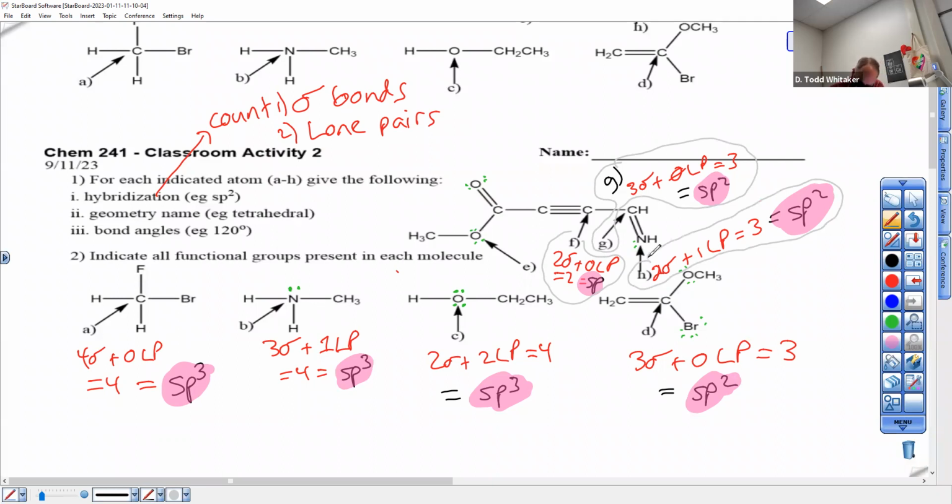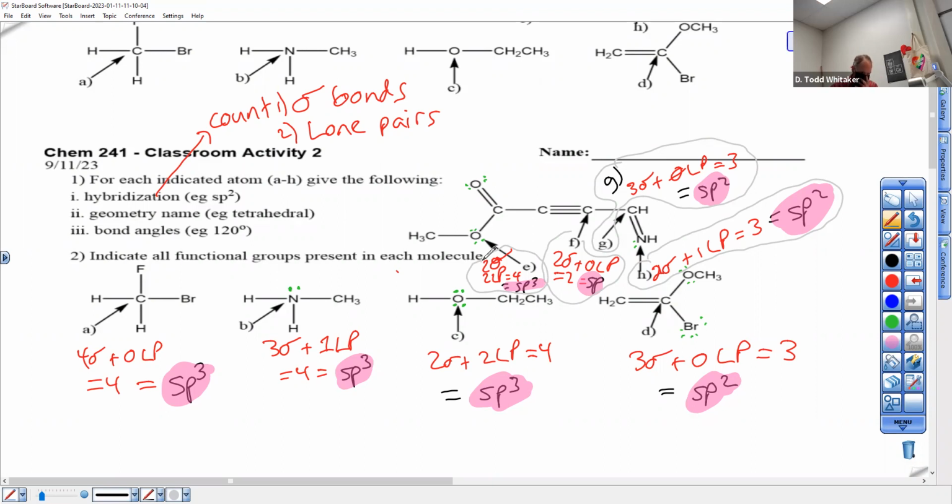And E, 2 sigma, 2 LP, 2 sigma plus LP, 4. What's your answer? sp3. Highlighter, circle, gray, gray. That's all for E. That wasn't too bad.